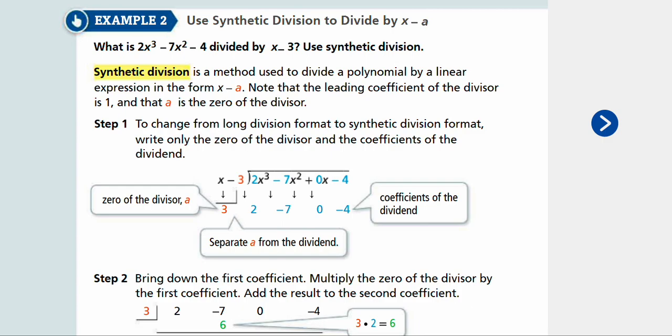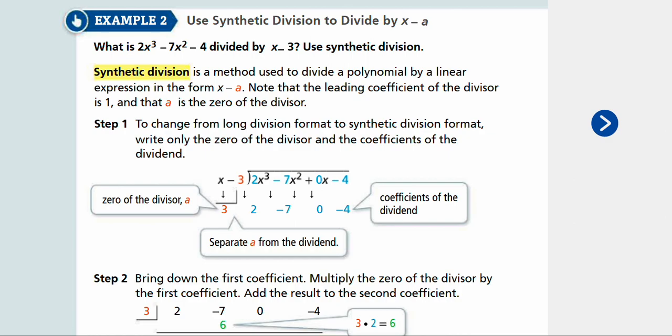Hi, let's look at example 2 from lesson 3-4. Use synthetic division to divide by x minus a. What is 2x cubed minus 7x squared minus 4 divided by x minus 3? Use synthetic division. Synthetic division is another method to divide polynomials. It's just like long division, but it's even more simplified.